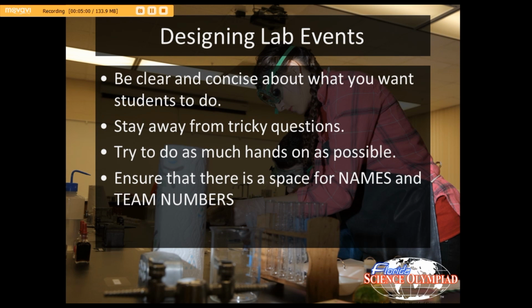You want to be very clear about what you want the students to do, especially on the lab-based events. You want to stay away from any tricky questions and try to be as hands-on as possible. Even for the test-based events, there might be ways that you can bring in some hands-on activities. For example, in astronomy, you can look at the spectra. And then make sure that on everything that they're writing on, there are places for their team names, their team numbers and their names. And that is particularly important if they're going to rip things apart.